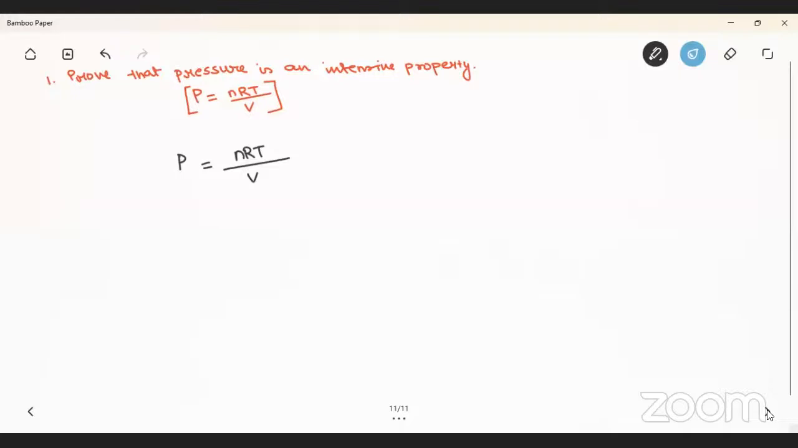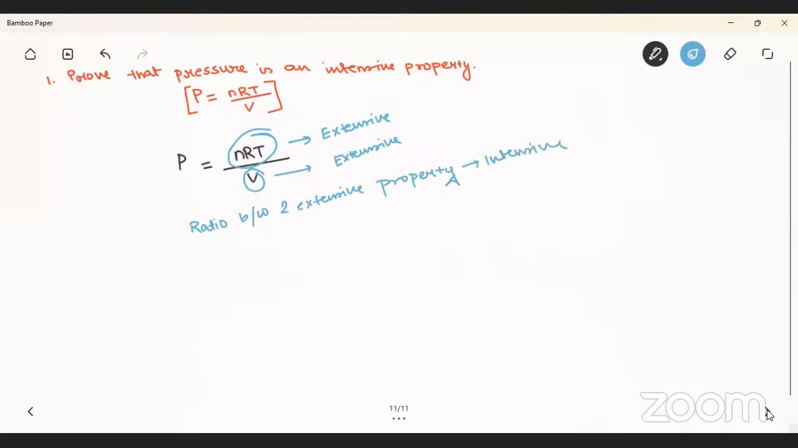No one. See, this entire thing, nRT, is an extensive property, right? Volume is also an extensive property. Yesterday I told you that the ratio between two extensive properties is always intensive. Ratio between two extensive properties becomes intensive. Just study. This is something I have done for your revision. So, therefore, pressure becomes intensive.